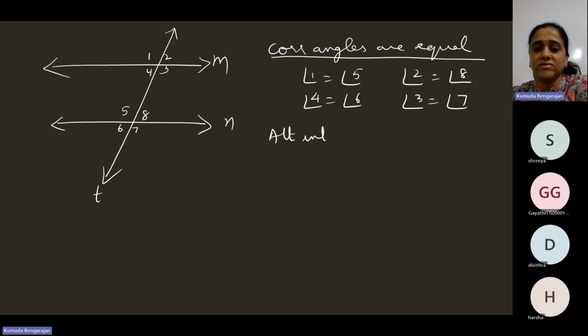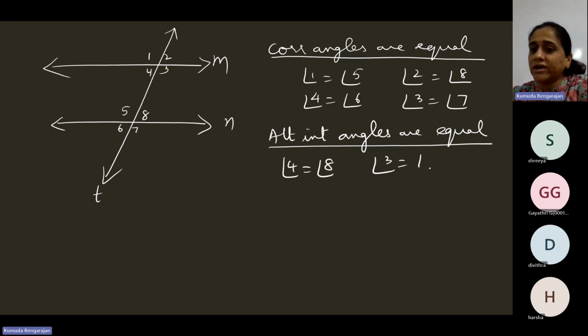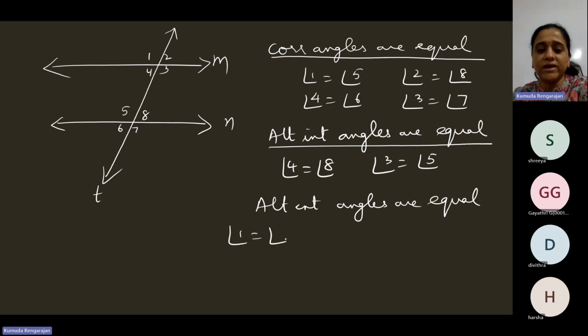Alternate interior angles are equal because the lines are parallel. If the lines are not parallel, they are still alternate interior angles, but they're not equal. Alternate interior angles: angle 4 is equal to angle 8. Angle 3 is equal to angle 5. Alternate exterior angles are equal. That means angle 1 is equal to angle 7. Angle 2 is equal to angle 6.